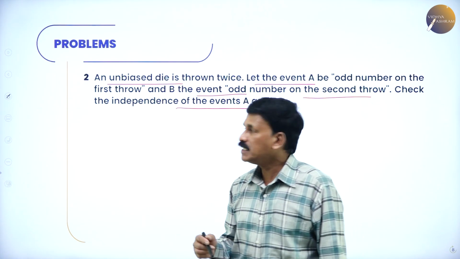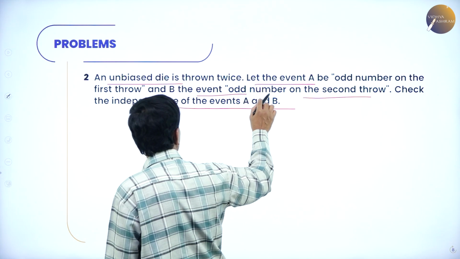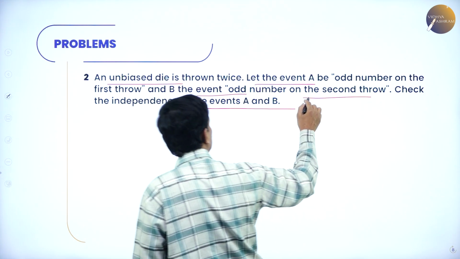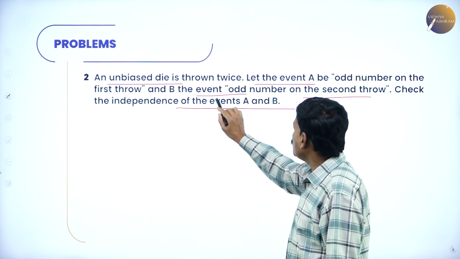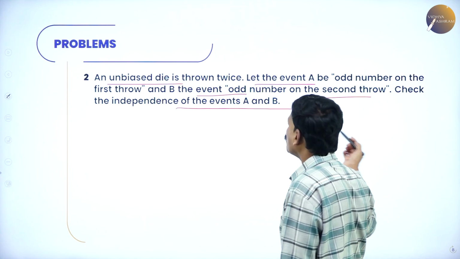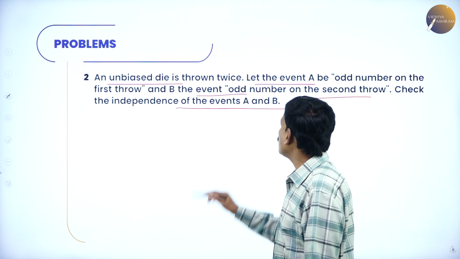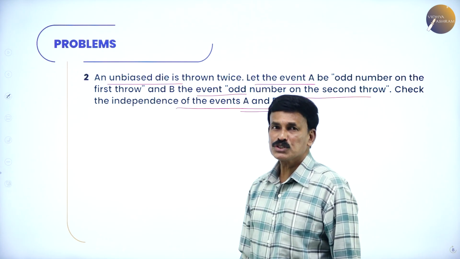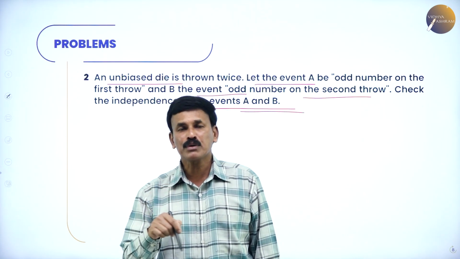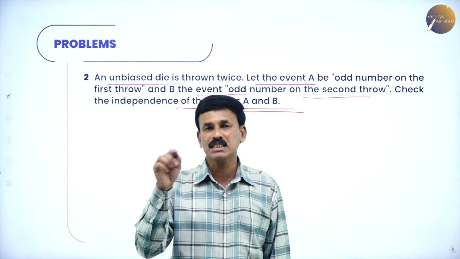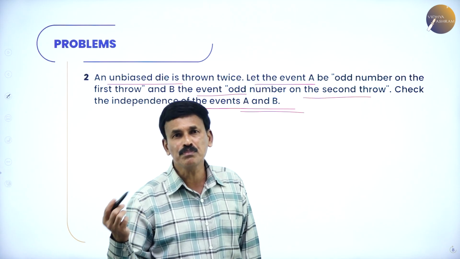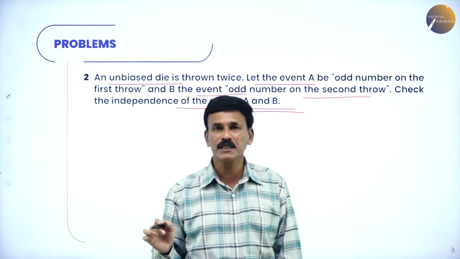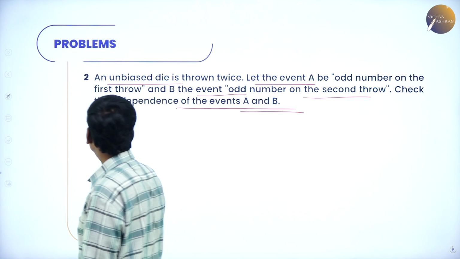Now, an unbiased die is thrown twice. Let the event A be an odd number on the first throw and B be the event an odd number on the second throw. Check the independence of the events A and B. So, to verify whether probability of A intersection B is equal to probability of A into probability of B. Okay. Now, let us solve this.